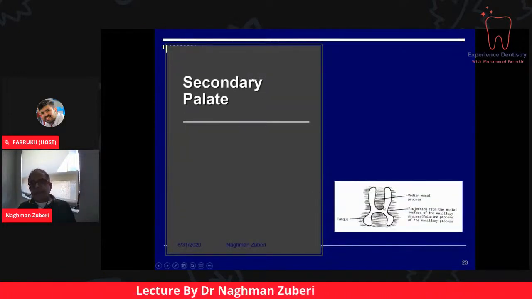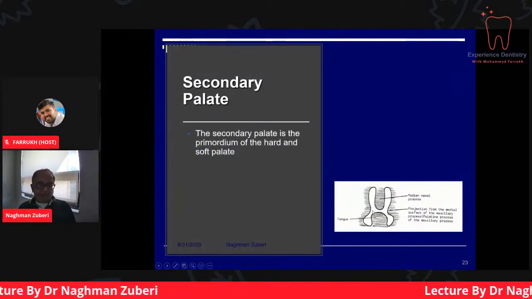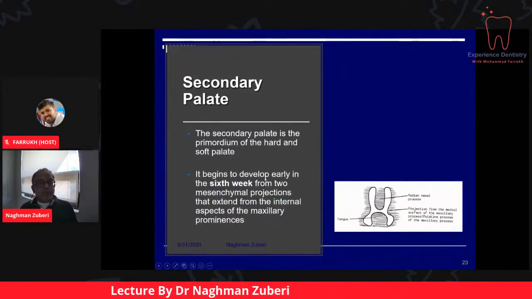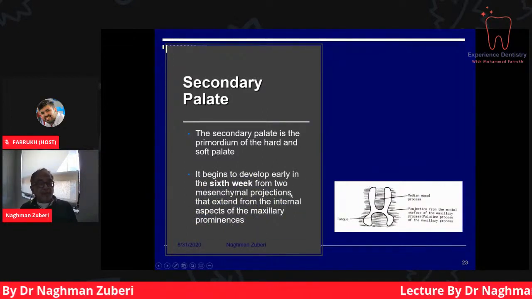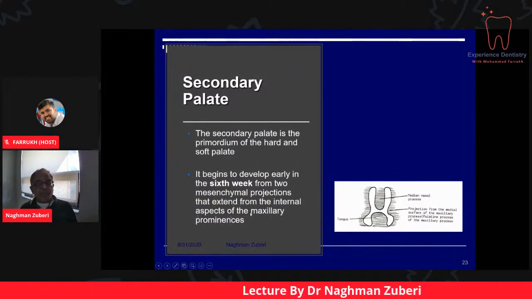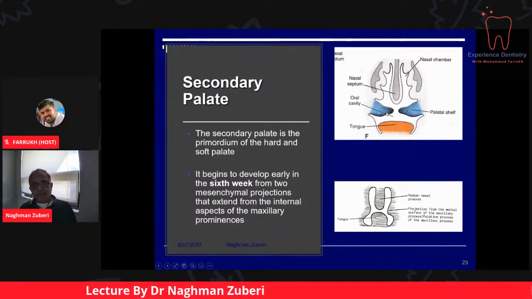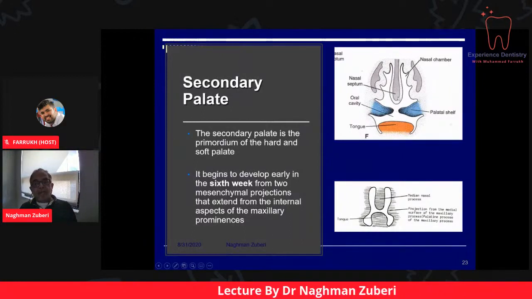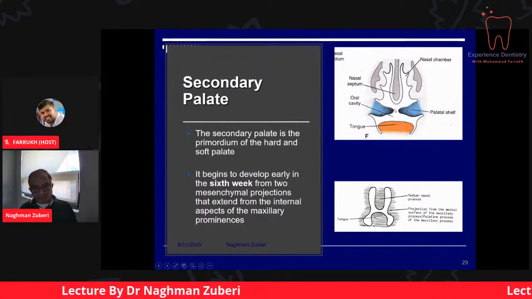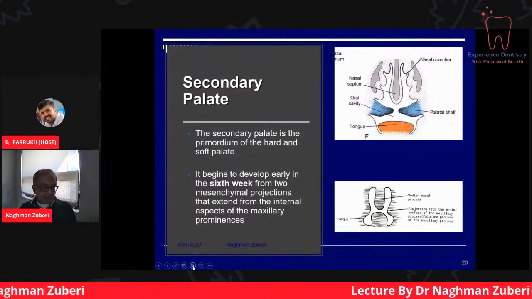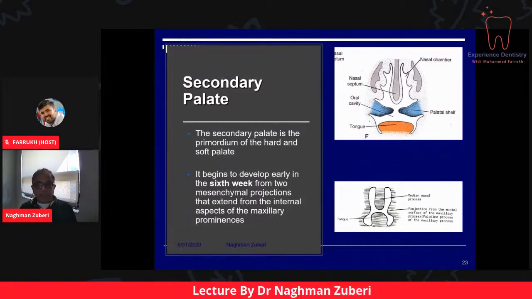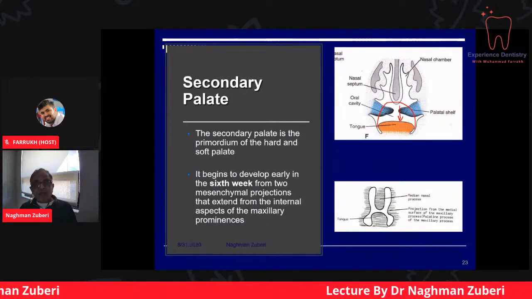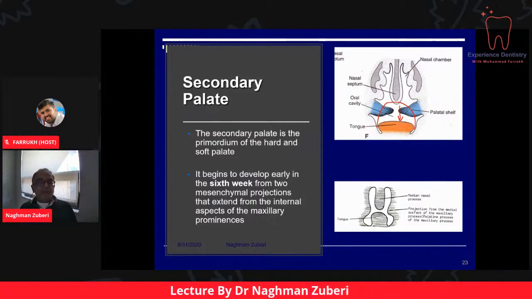Secondary palate. The secondary palate starts appearing after that. It is the primordium of the hard and soft palate. It begins to develop early in the 6th week from 2 mesenchymal projections that extend from the internal aspects of the maxillary prominences like this. Firstly, they will go inferiorly and medially. When the development starts, the tongue is lying over in this area. The tongue descends. If the tongue does not descend, then there will definitely be chances of clefting.